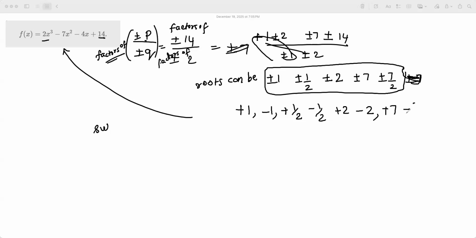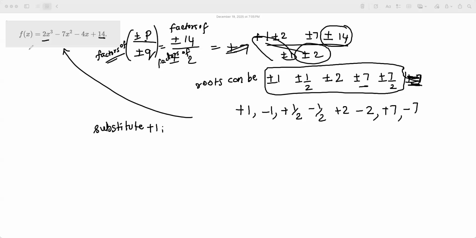Wait, isn't plus or minus 14 also a factor then? Yeah, here I listed, right? I listed, but then that was division by 2, so the plus or minus 7 was there. I didn't see the 14 up there, sorry. No worries. Substitute 1 by 1 and see.